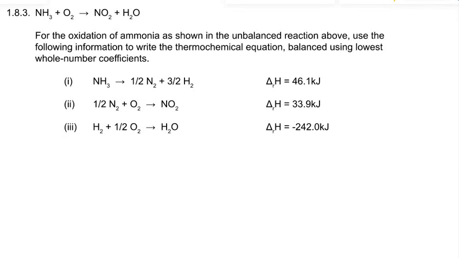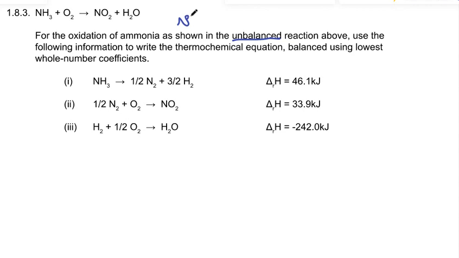Continuing our Hess's law journey here. For the oxidation of ammonia as shown in the unbalanced reaction above, use the following information. So this again is take some combination of these three reactions and use it to make this reaction. But, new thing, they warn us this reaction is unbalanced. So we can't even start work on this until we have a balanced version. Let's take care of that right away.